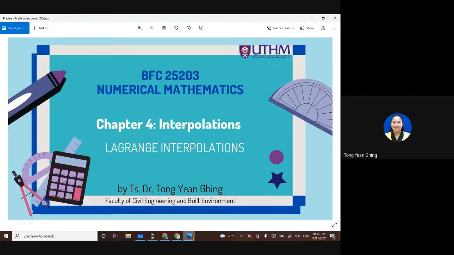Hi, good day. Today we will continue with chapter 4, interpolation. So today I will explain and discuss the first interpolation method, that is Lagrange interpolation.